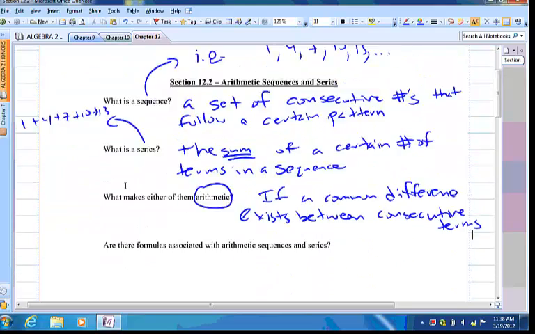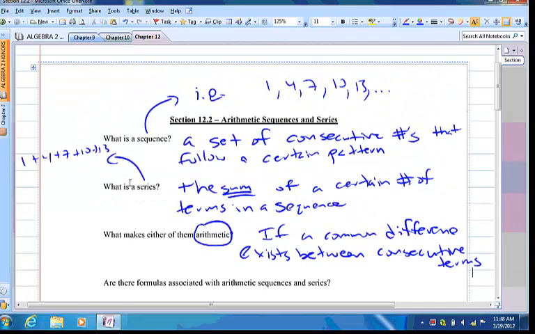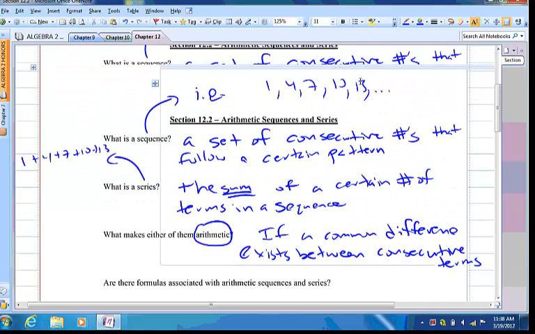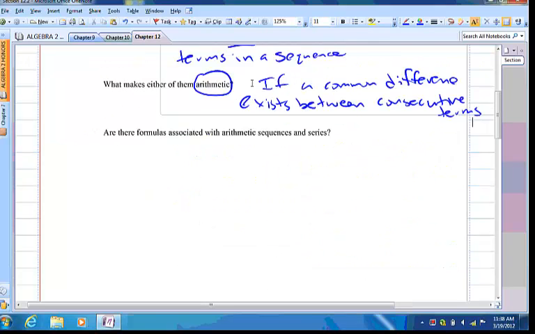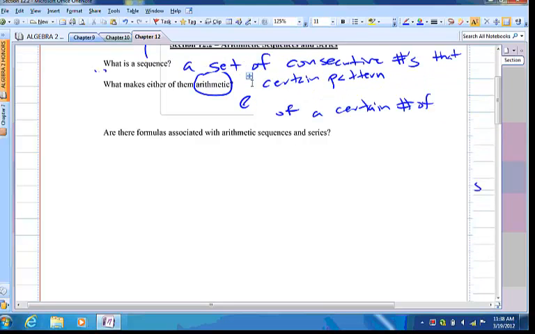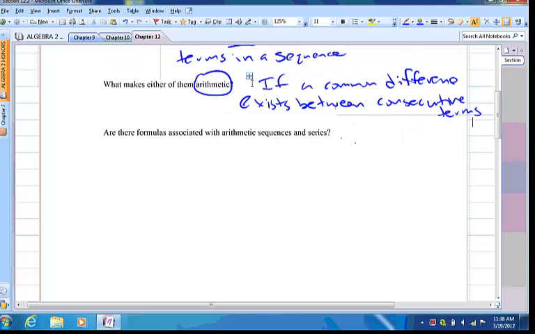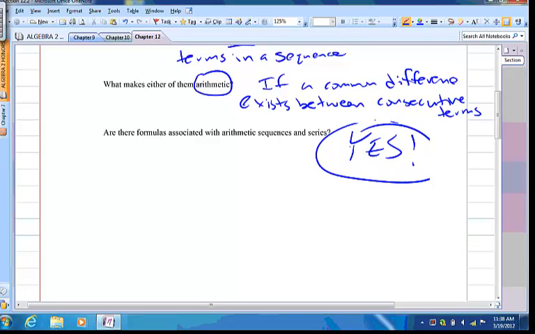But what if you had an arithmetic series that lasted for 20 terms, or I wanted to find the 40th term of the arithmetic sequence 1, 4, 7, 10, 13? That might be hard to count or list them all, if you want to find the sum of the first 20 terms or the 40th term. So here's the question: are there formulas associated with arithmetic sequences and series? And the answer is a resounding yes. Here are the formulas.